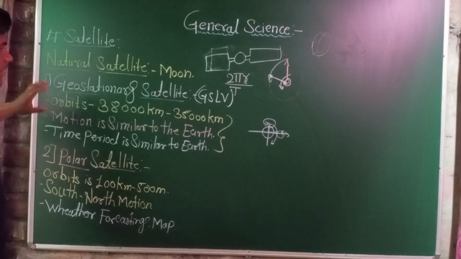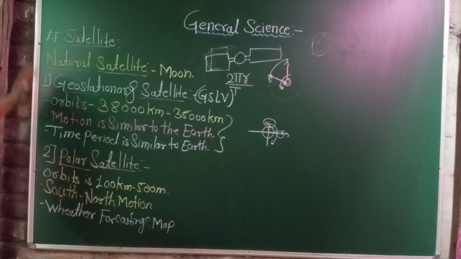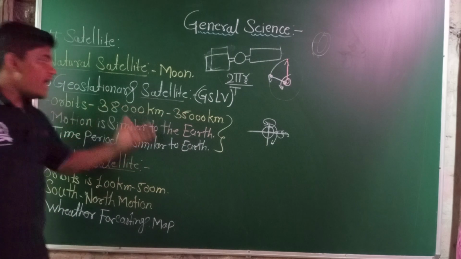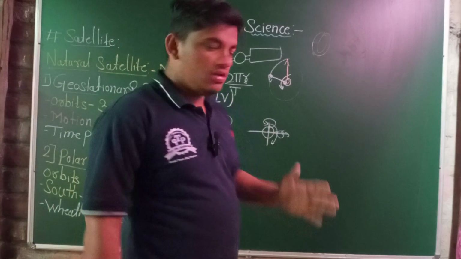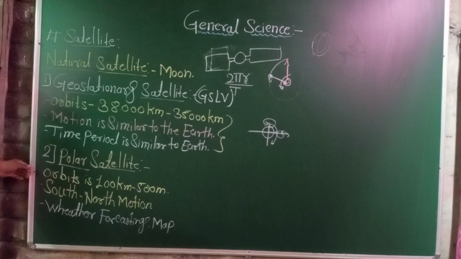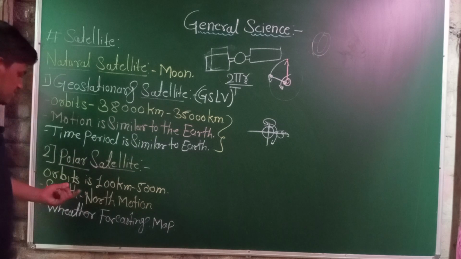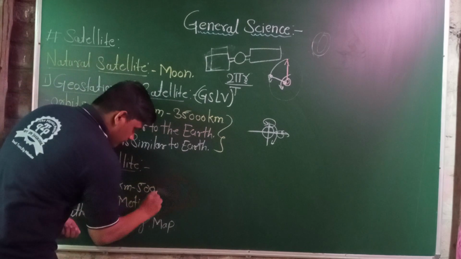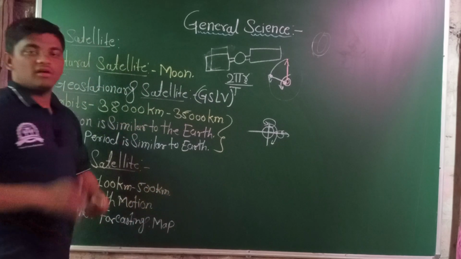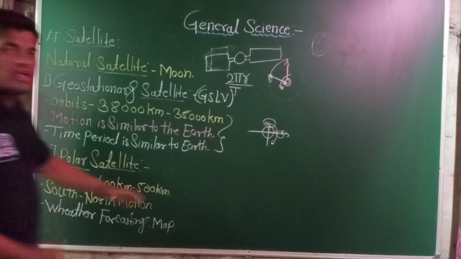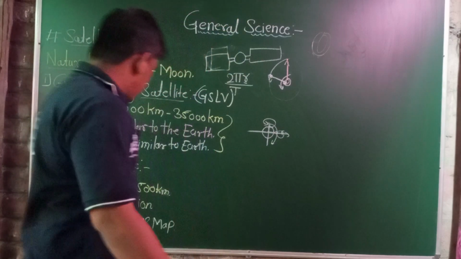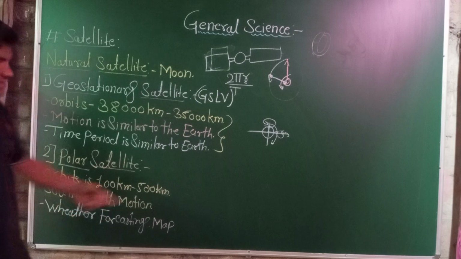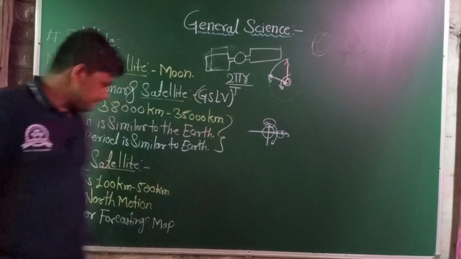The orbit of the GSLV or geostationary satellites is about 35,000 to 38,000 kilometers from the surface of the earth. But the orbit of the polar satellites is 100 kilometers to 500 kilometers from the earth's surface. This is not meters, this is kilometers. Then these are the south and north motions.